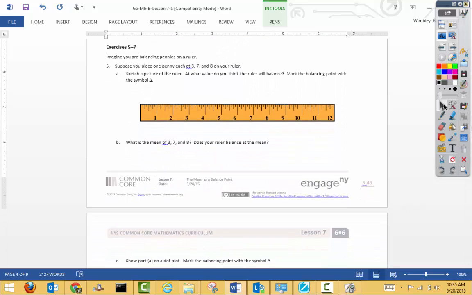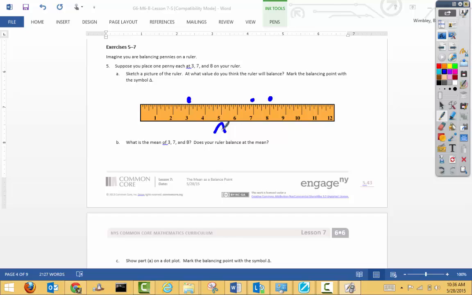All right, you guys are going to do number 5. You can do it by yourself, or you can do it with me. So suppose we place a penny at 3, 7, and 8. Sketch a picture of the ruler. What value do you think you will get? At what value do you think that ruler will balance? Do you think it's going to be 6 again or something else? Well, it is your guess, so take your best educated guess.